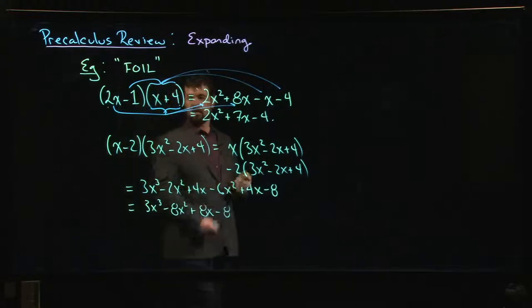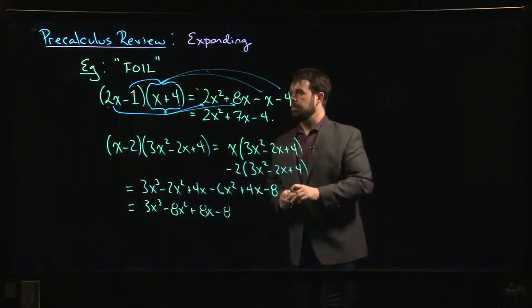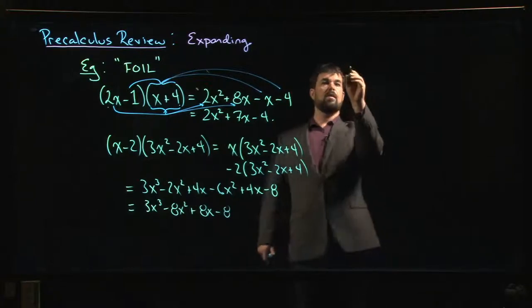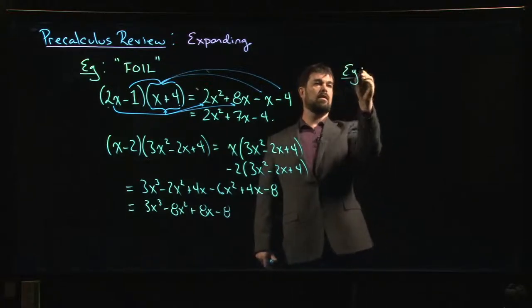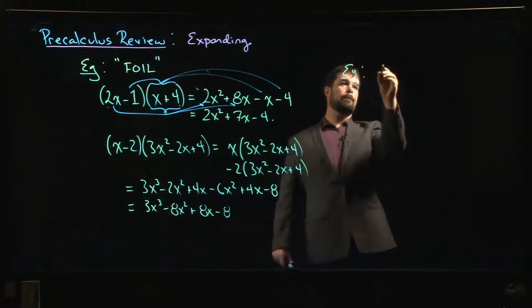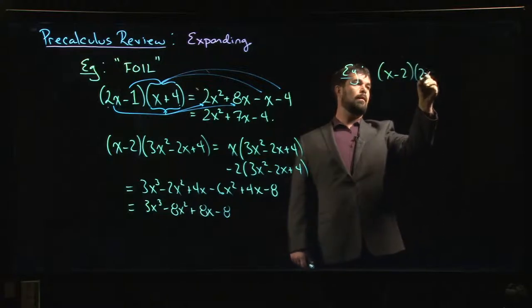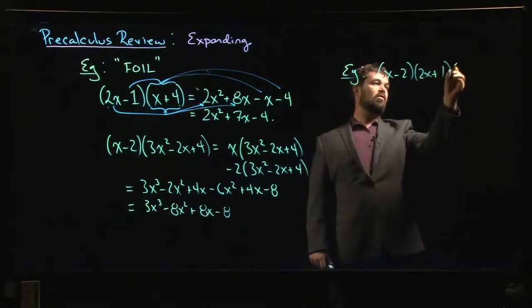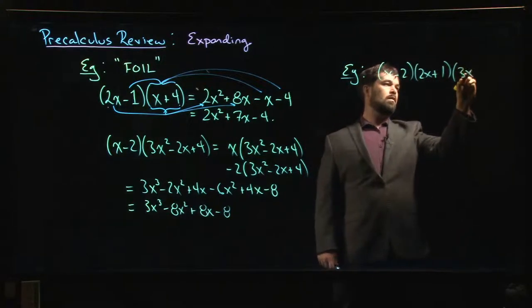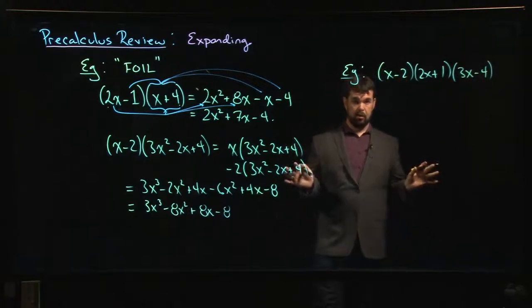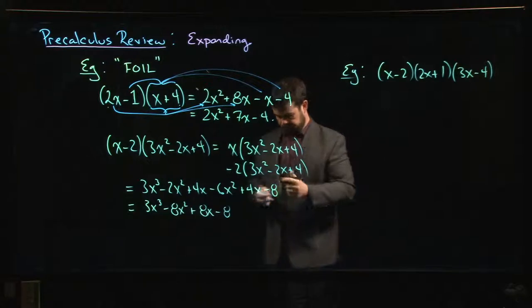Okay? You can also expand if you have three or more factors that you need to multiply out. So maybe you have to do something like x minus 2, 2x plus 1, 3x minus 4. You want to multiply that out.